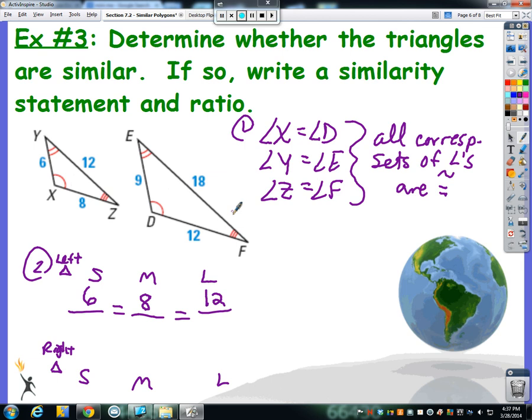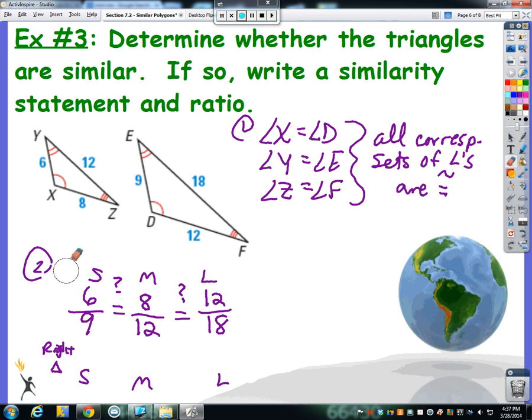Okay, let's do the same thing with the right triangle, not as in right-angled triangle. And we'd have what? 9, 12, 18. So here's what I need to check. I need to check, are all 3 of these fractions really equivalent to the same fraction, the same ratio? If so, then adding to it that all sets of corresponding angles are congruent, I really do have similar triangles.